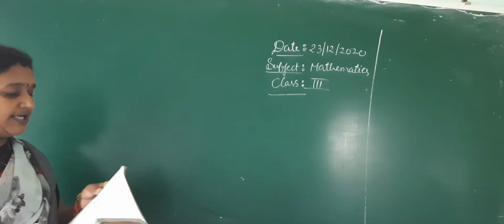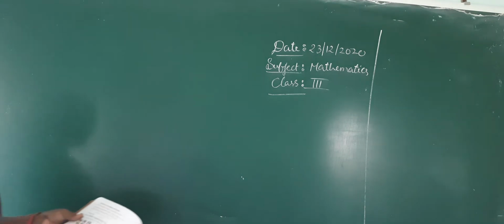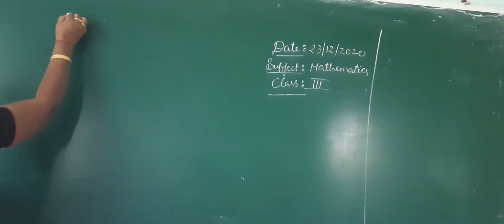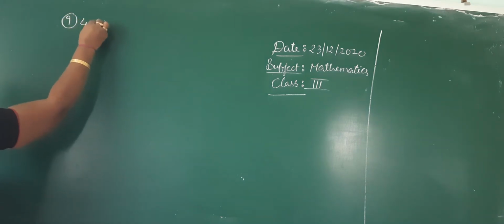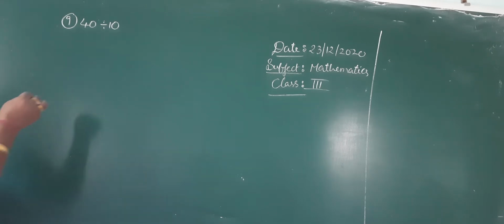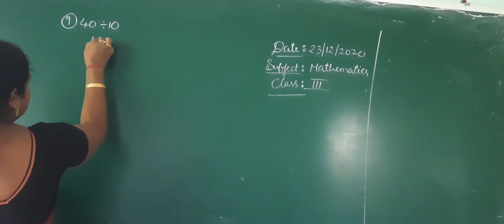Now I'm going to start the 9th bit. Okay, let us start the class. 40 divided by 10, 9th one. How will you write 40 divided by 10, children? Here you have to do the repeated subtraction. How will you do repeated subtraction?